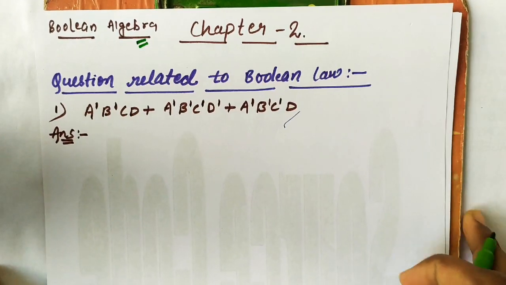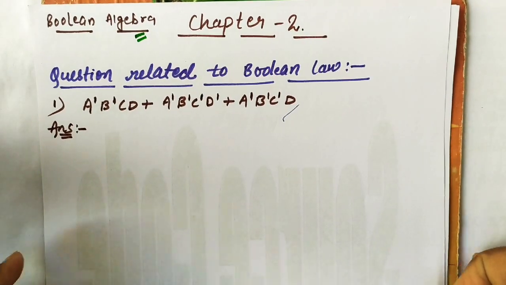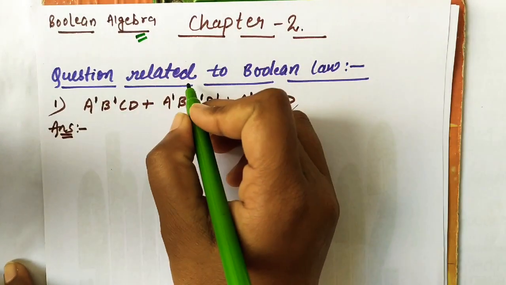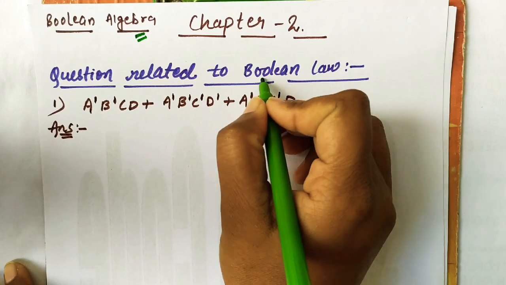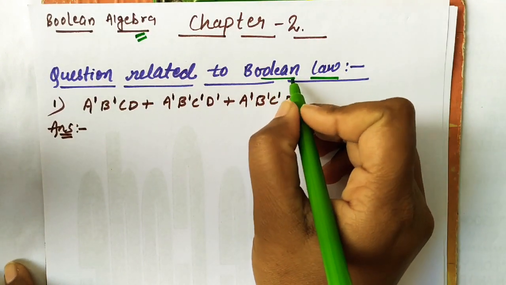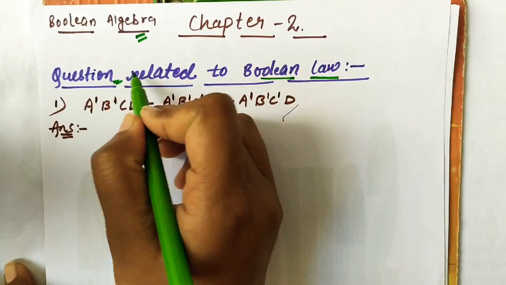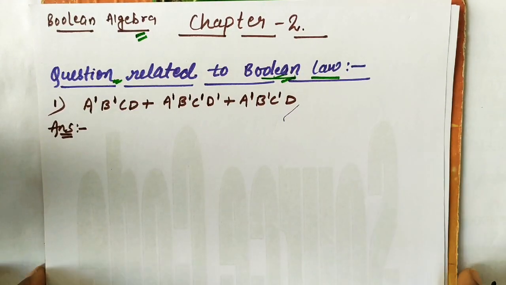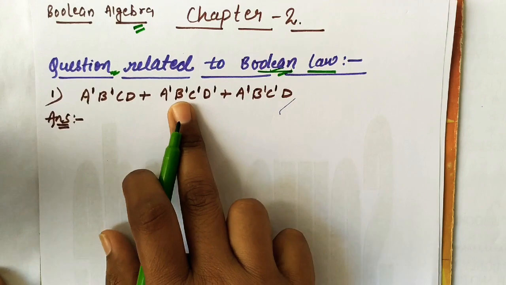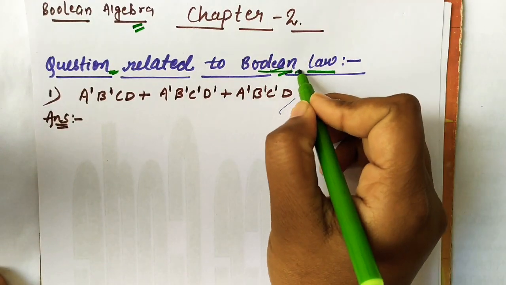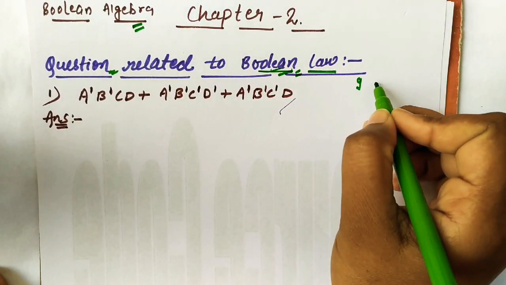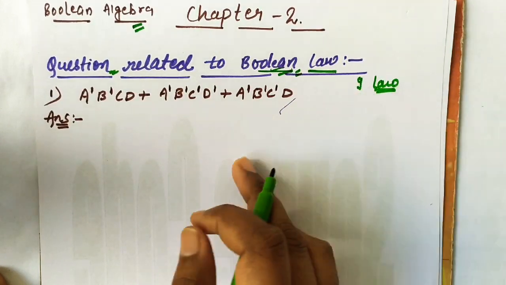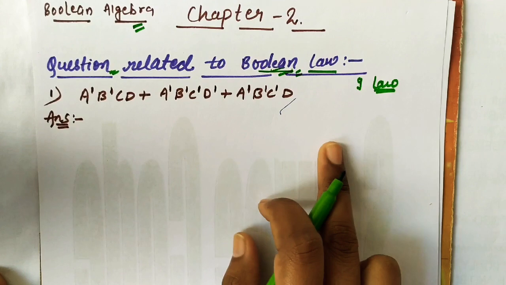I have already uploaded the video related to Boolean algebra and the Boolean laws. In today's video we will discuss questions related to the Boolean laws, and how we can simplify an expression by using them. There are 9 to 10 Boolean laws available, and by using these laws we can simplify the expression.